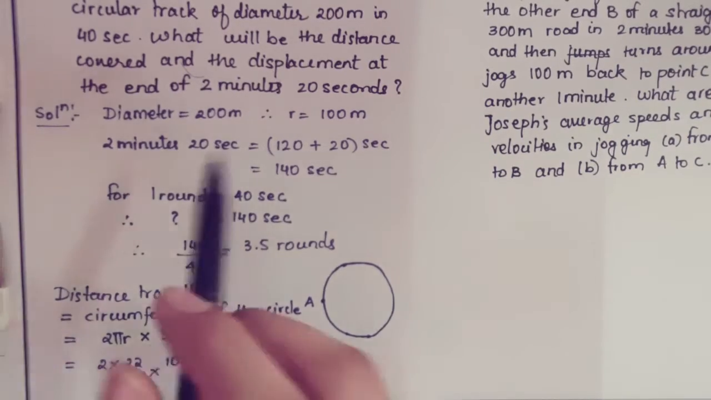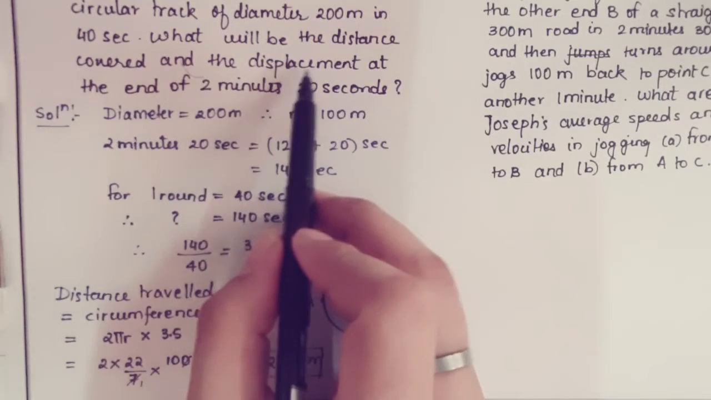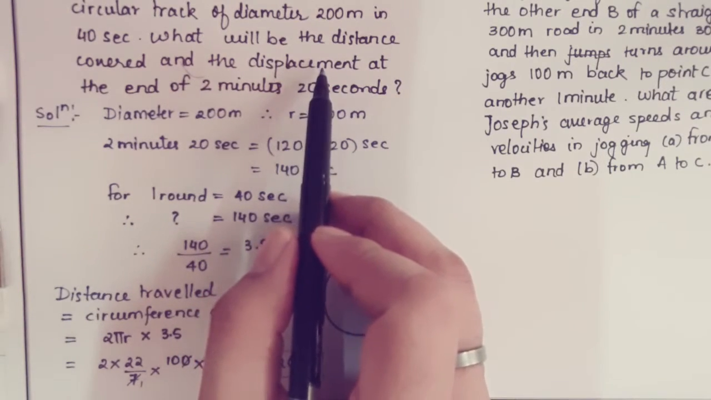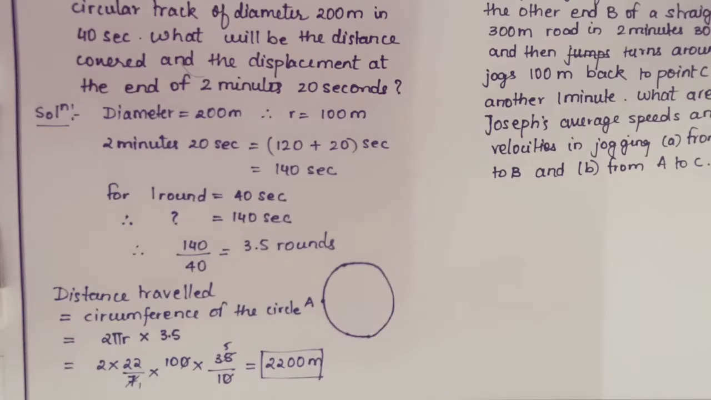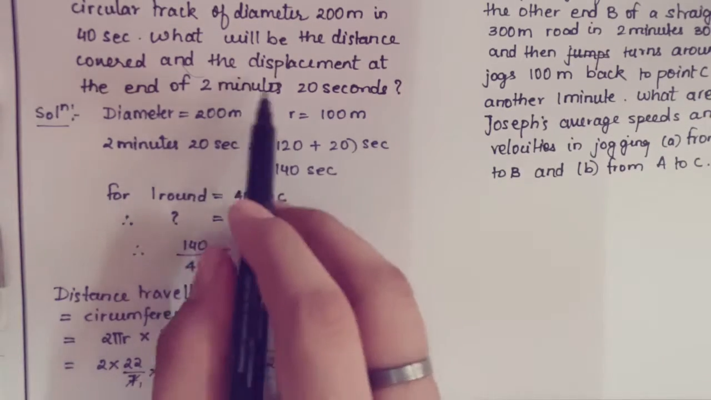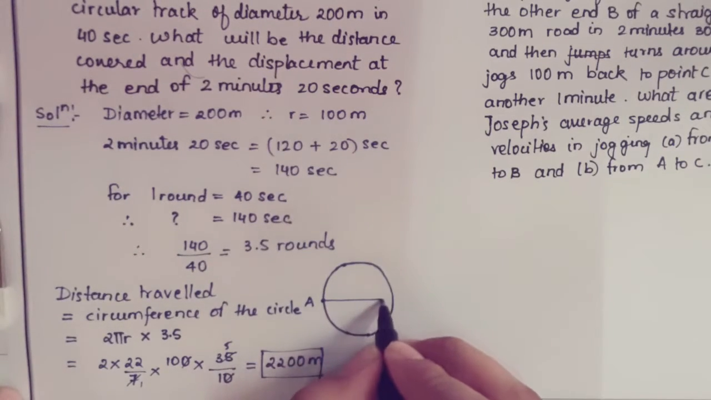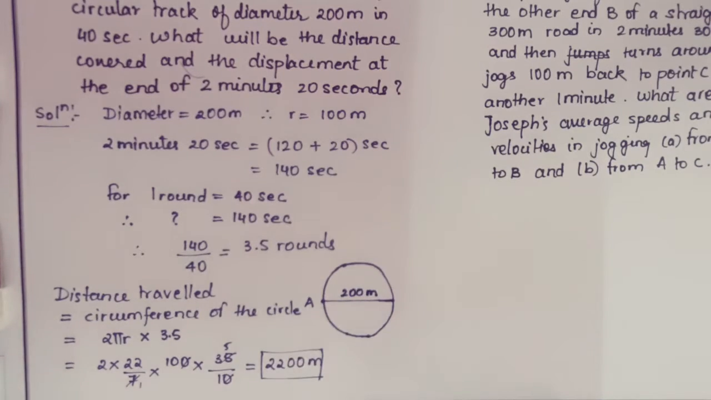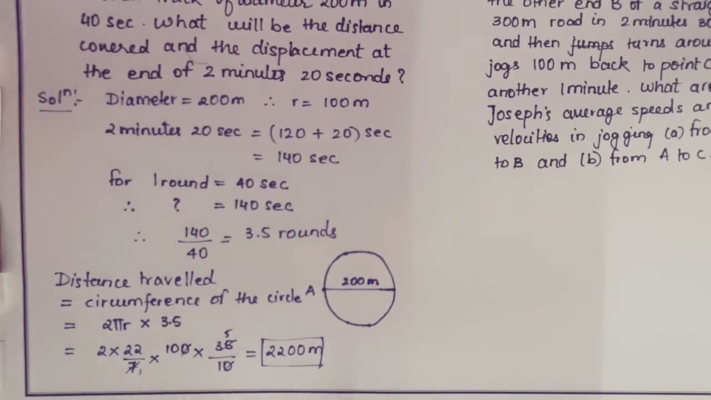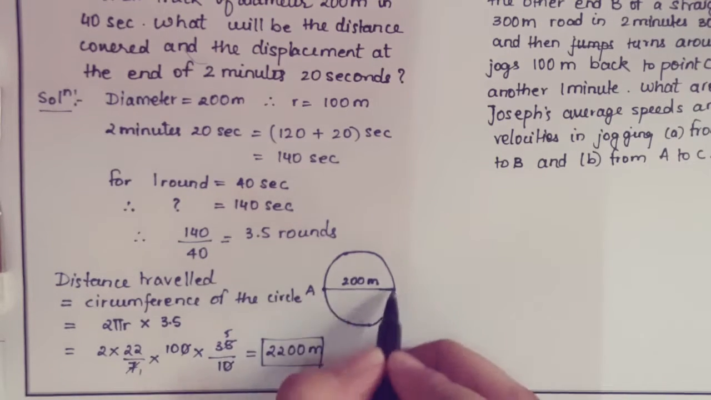So we have covered the first part. What will be the distance covered? Now the second part is displacement. Displacement we know is the shortest distance, for example an athlete. Now we need to calculate the displacement. So this is the diameter and this is 200 meters. Displacement means what? From starting to end, so it becomes 0, again 0, again 0.